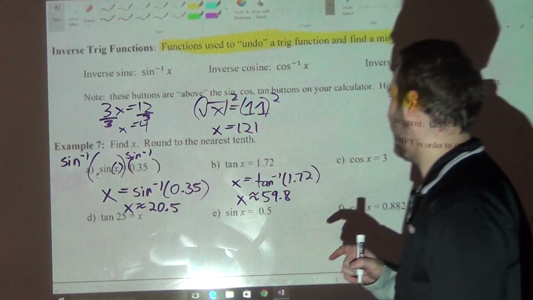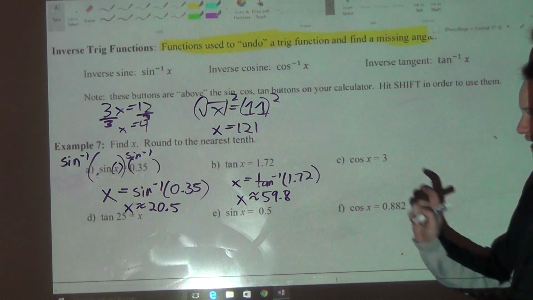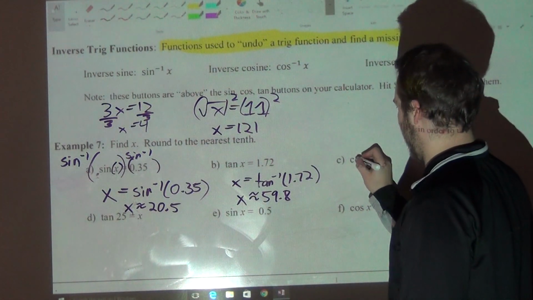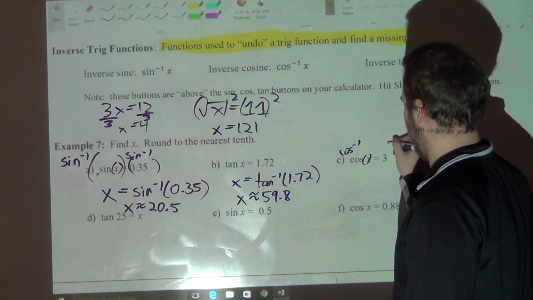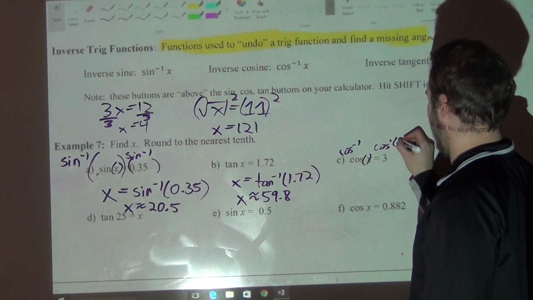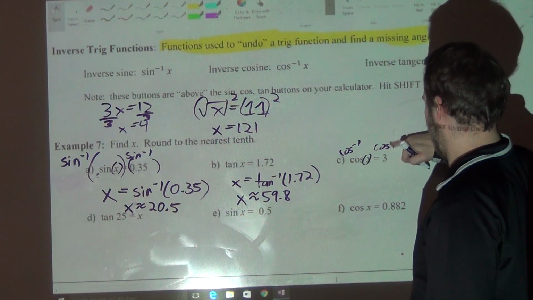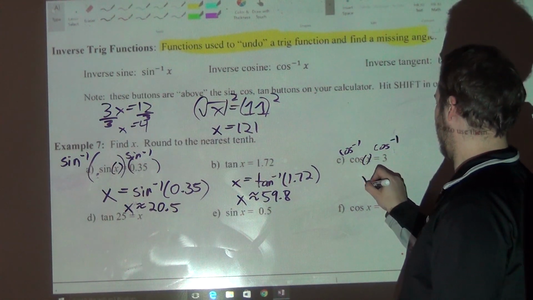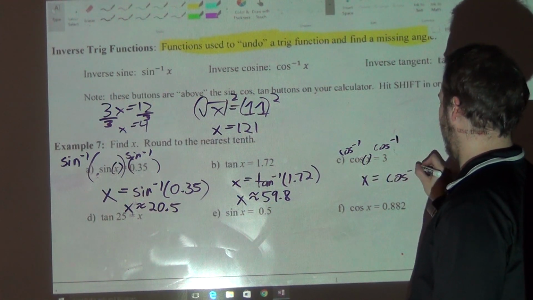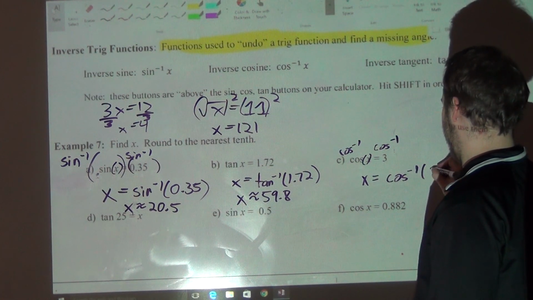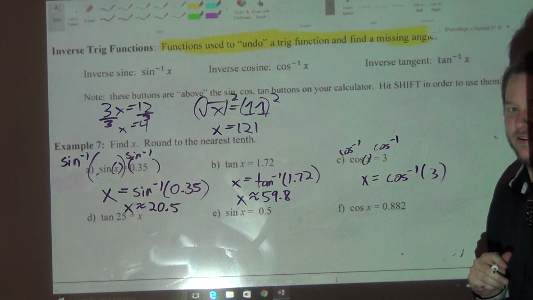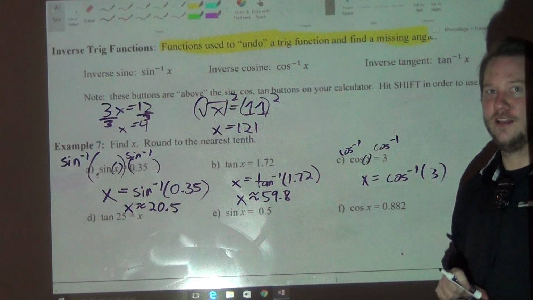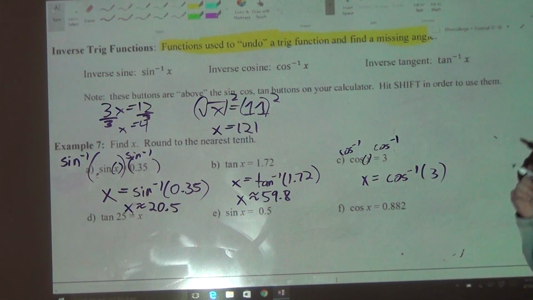All right, cosine of x equals 3. How do we get x by itself? Take the cosine inverse. So we're going to have the cosine inverse of 3, which means x is equal to cosine inverse of 3. What answer did they give you? A domain error. Why can't you figure it out? Let's see what this is really saying.